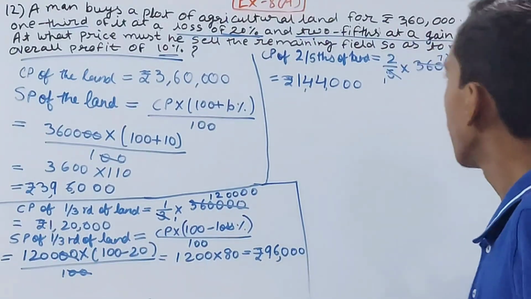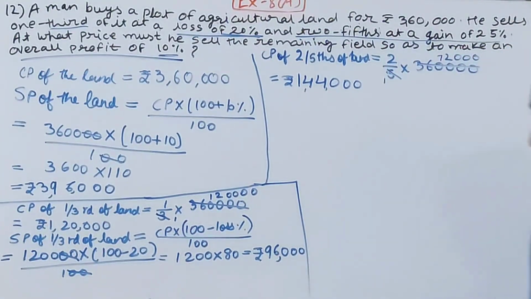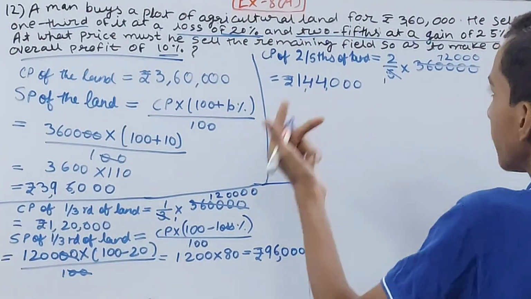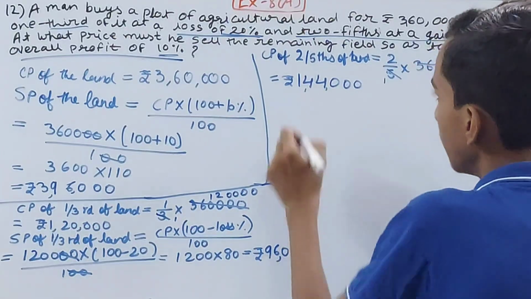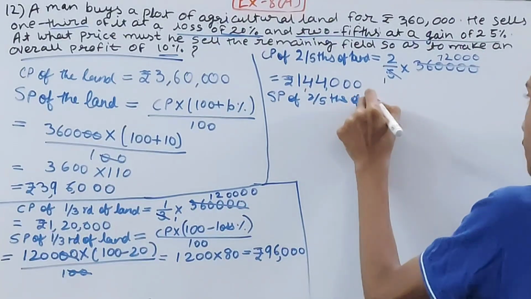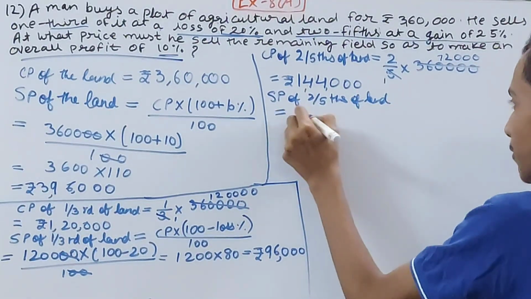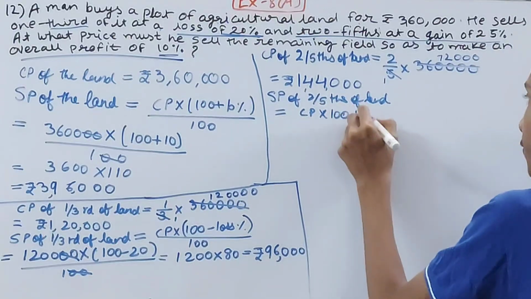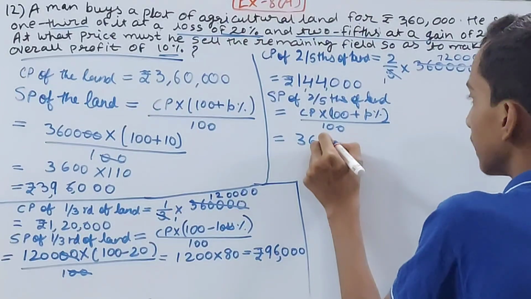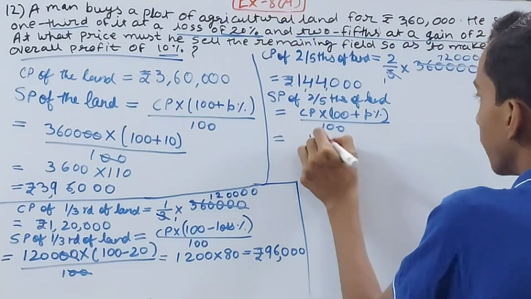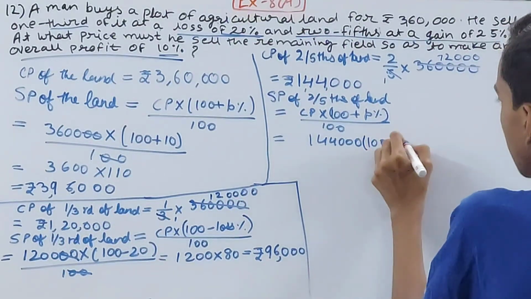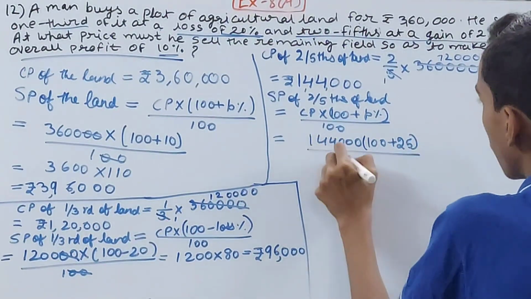That is clear. Okay, now look over here. So this is the cost price of the land. Now we will calculate the selling price of 2/5 of the land. SP of the same land. That will be, use the same formula, CP into 100 plus profit percent upon 100, where CP is not 3 lakh but 1,44,000, the cost price, multiplied by 100 plus profit percent, that is 25 upon 100.